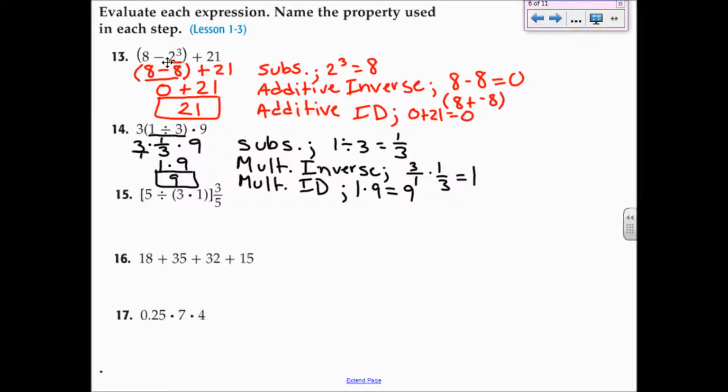In number 15, I go inside the square brackets and I find parentheses again, so I need to do those first. So 3 times 1 is 3, and that's going to be the substitution property. Or, excuse me, not the substitution, multiplicative identity property.